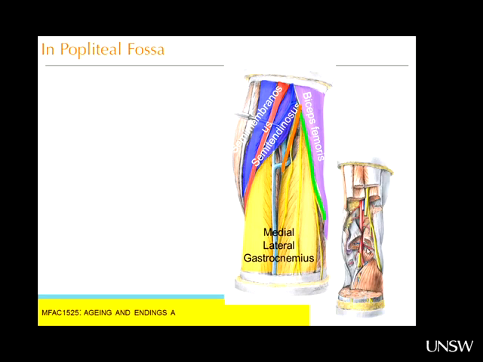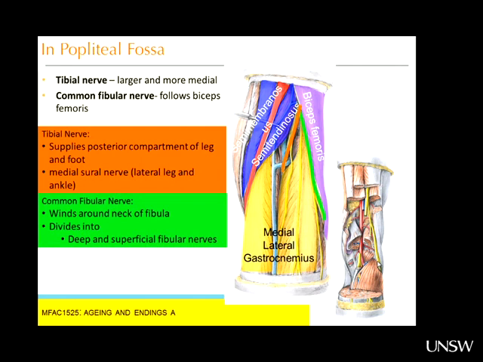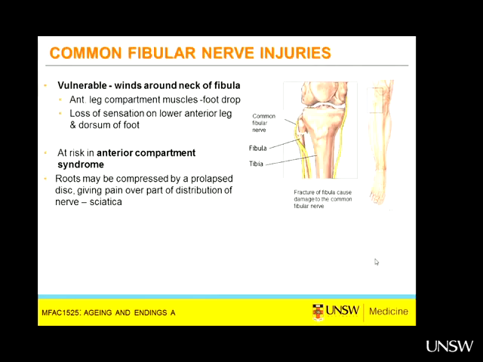So if you look at a deeper dissection here, you'll see exactly what I was showing you there. There's the tibial nerve, but what you can see more clearly now is the common fibular nerve that's winding and going to lie anterolaterally. Okay, I've told you all that, so I'm not going to tell you that again.